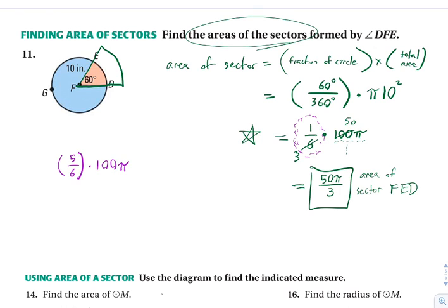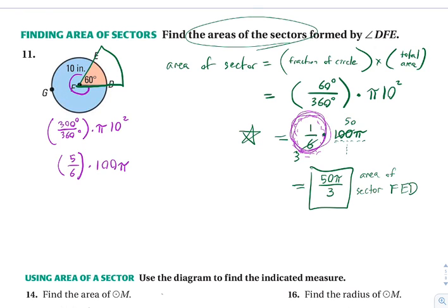Now, you don't have to go there. You could go back to the formula and say, well, left over I have 300 degrees for the rest of the circle out of a total of 360 degrees times pi, and then the radius is still 10, so pi 10 squared. But that simplifies down to be the rest of this fraction, right? Out of 1, 1/6 went to the red arc, and the rest, 5/6, went to the blue.